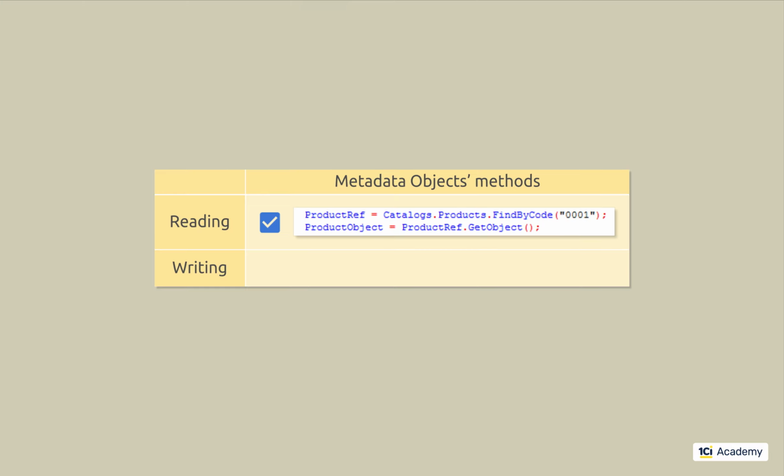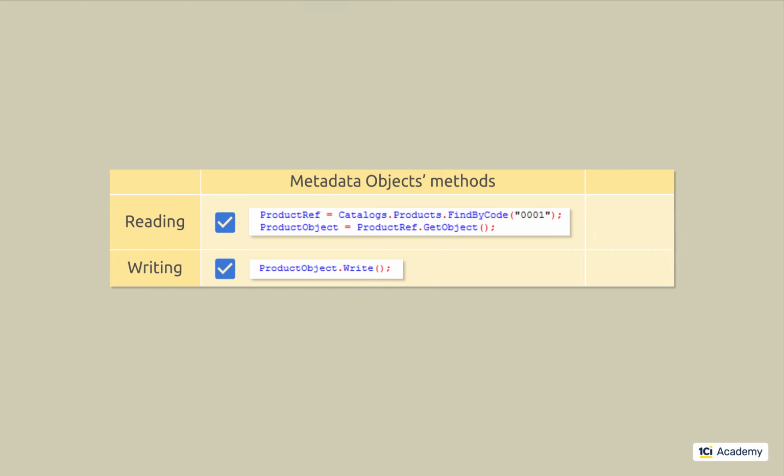So, this is our catalog, reading and writing its data to the database. As for the queries, they support no data writing whatsoever, so we don't have much of a choice when it comes to this. But the data reading is supported full-on. So the big question here is, which reading technique to use when?